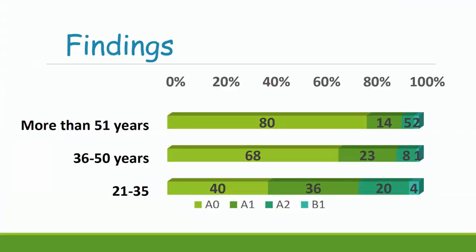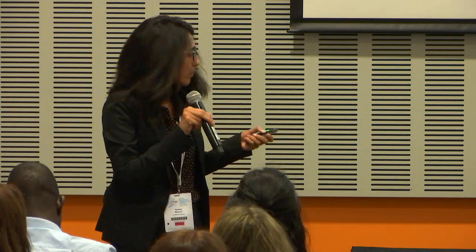The teachers who were older, 80% of those teachers fell in the A0 level of the CEFR framework. The younger teachers, in the group of 21 to 35 years of age, were a little better: 40% were A0, 36% were A1, 20% A2, and 4% B1. This suggested that the teachers really lacked knowledge of the English language, and they could not communicate and understand in English.